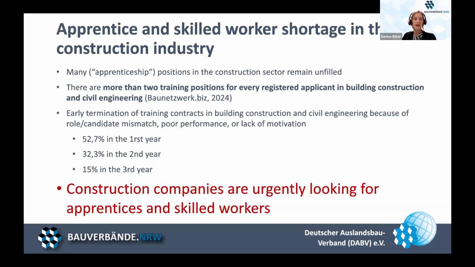Possible reasons are, for instance, mutual agreement because there's a mismatch between expectations and the reality of the traineeship, or unsuitability, like the physical demand expected, where body condition may not be suitable for the heavy work, and also poor performance, like a lack of interest or motivation. So construction companies are urgently looking for apprentices and skilled workers.